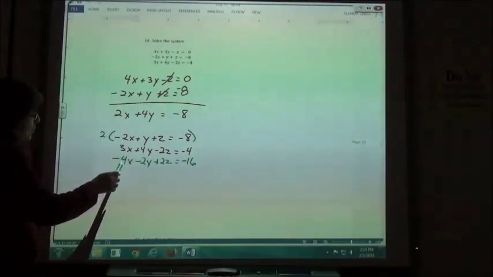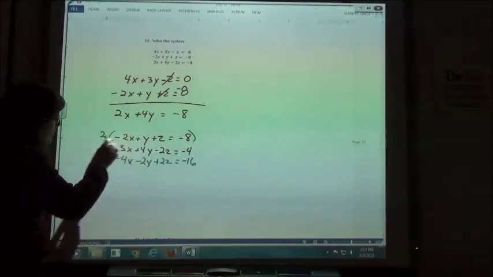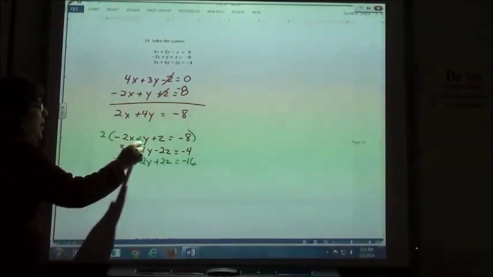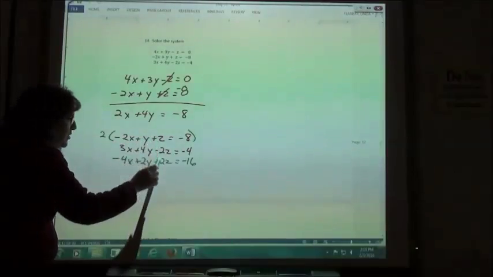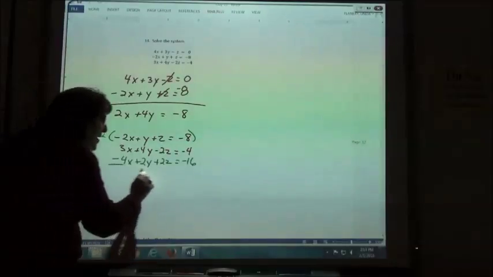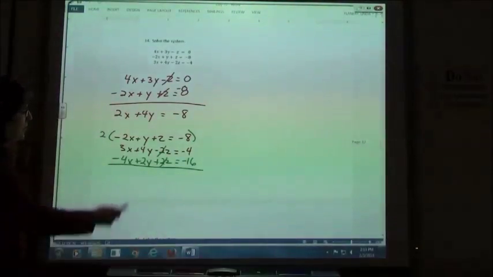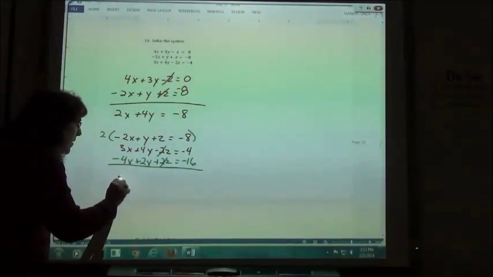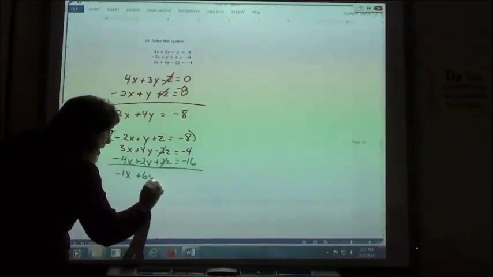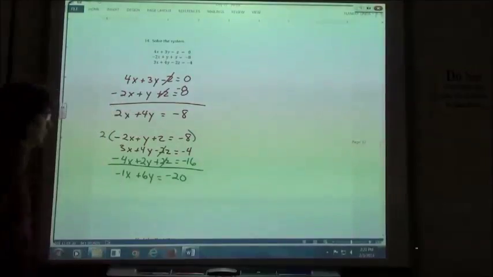So 2 times negative 2 is negative 4. 2 times 1, that's supposed to be a plus 2y. Good thing I'm checking. So negative 4x, a plus 2y, a plus 2z, and a minus 16. Now, after I have that multiplied out, my z's should be opposites. They're going to cancel out. 3x minus 4x would be minus 1x. 4y plus 2y is a plus 6y. That's going to equal negative 4 minus 16, which is minus 20.